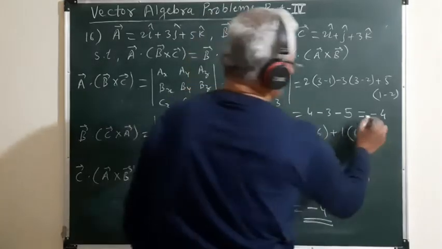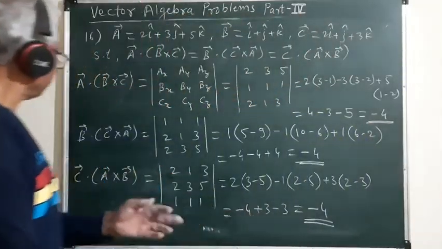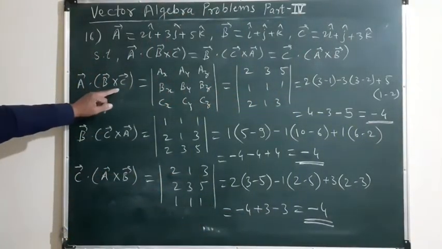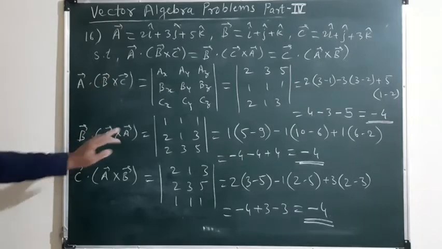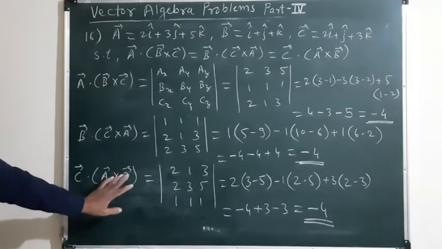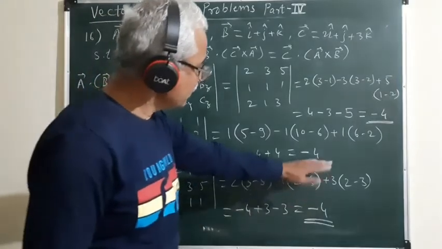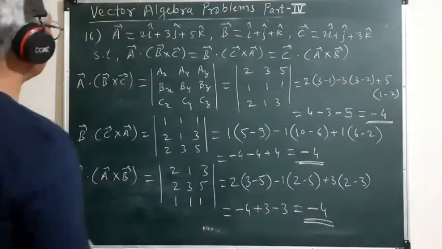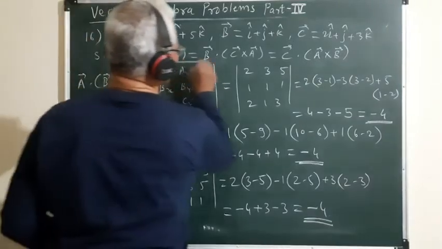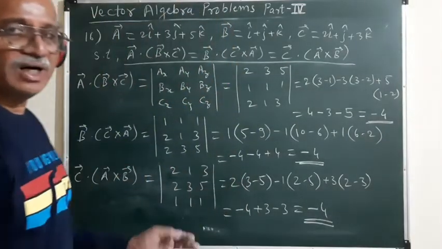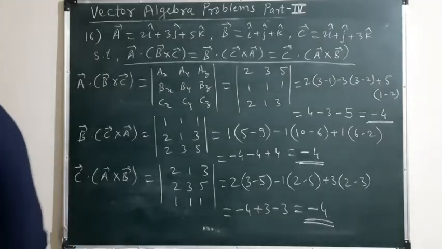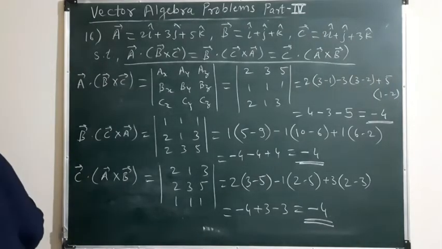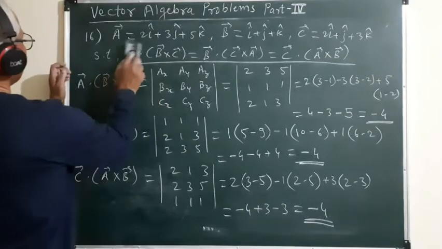So here what we observe is that A bar dot B bar cross C bar, B bar dot C bar cross A bar, and C bar dot A bar cross B bar, every time the scalar triple product works out to be equal to minus 4. And hence what we can see is that these three scalar triple products are equal. So that is how we can prove this. Okay, next.